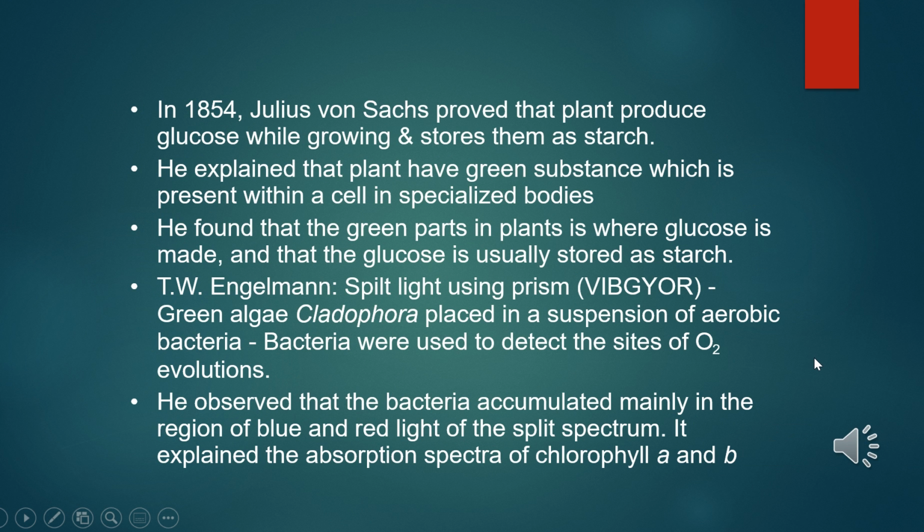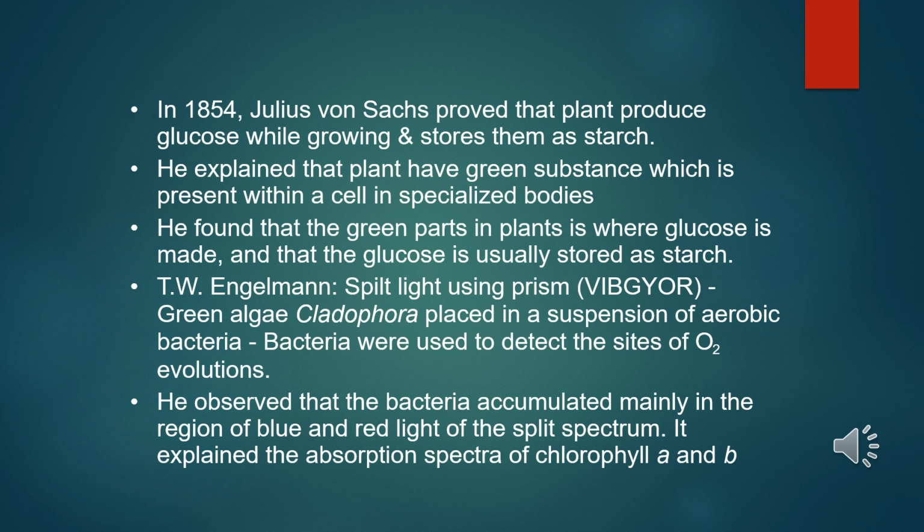In 1854, Julius von Sachs proved that plants produce glucose while growing and store it as starch. He explained that plants have a green substance which is present within the cell in specialized bodies. He found that the green parts of the plant are where glucose is made and that the glucose is usually stored as starch.